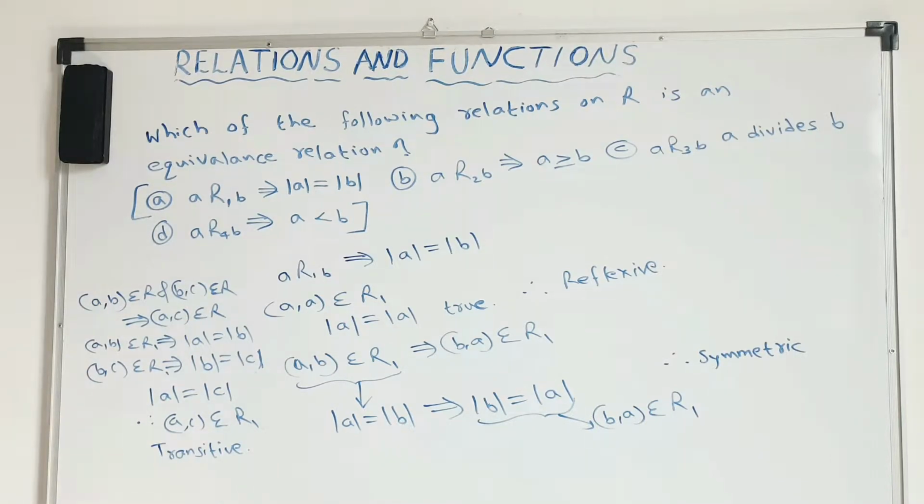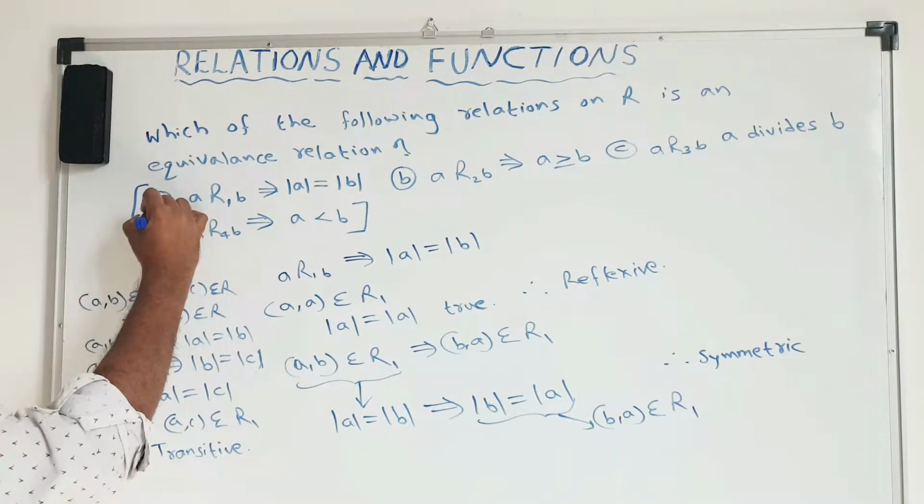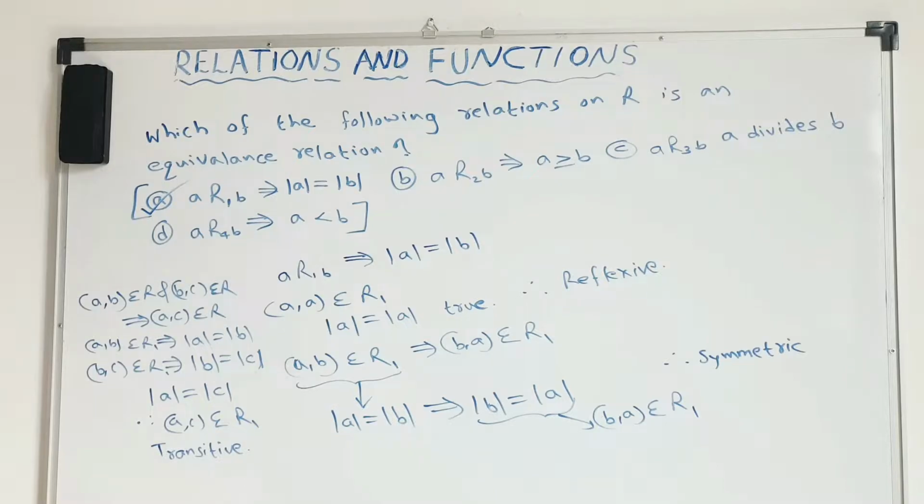Since it is reflexive, symmetric and transitive, this is an equivalence relation. So, option A is our answer. We already got the answer in A itself.